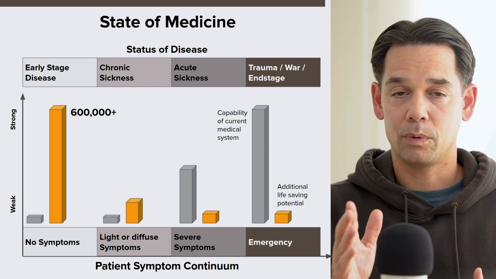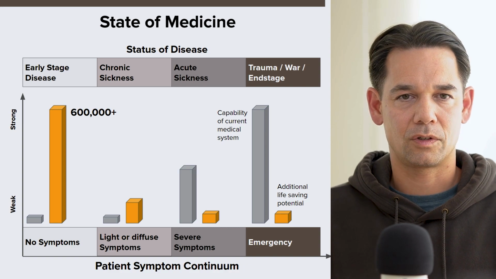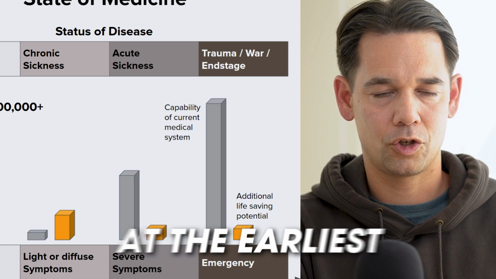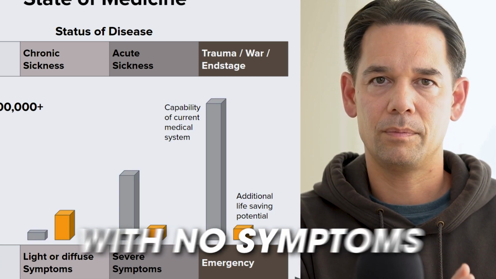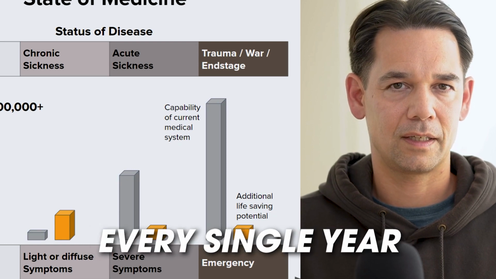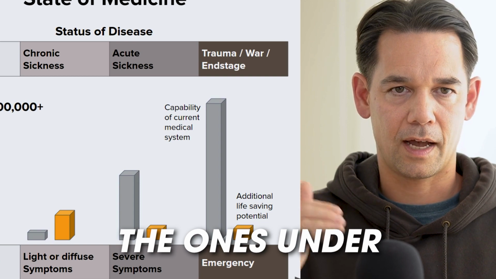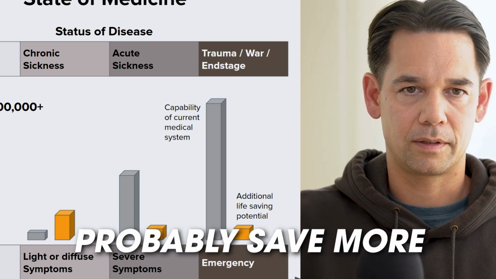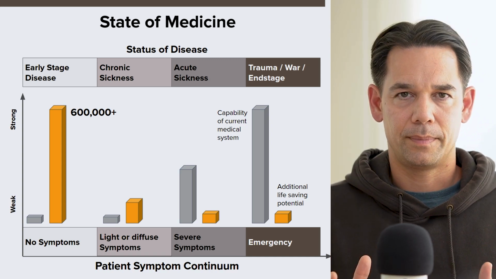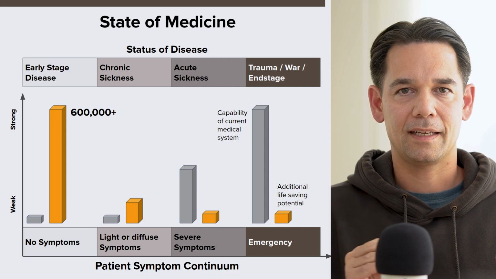And with money, I mostly mean the savings here, to save lives and save crazy amounts, trillions of dollars in healthcare costs. If we could intercept the four horsemen early stage, at the earliest stage of disease, when it's invisible with no symptoms, you would save roughly $2 trillion every single year and save 600,000 or more lives. These lives are just the ones under 75 years old. You would probably save more among the elderly. So that is the framework we have to develop AI under in medicine. And that is the framework that turns artificial intelligence into medical intelligence.